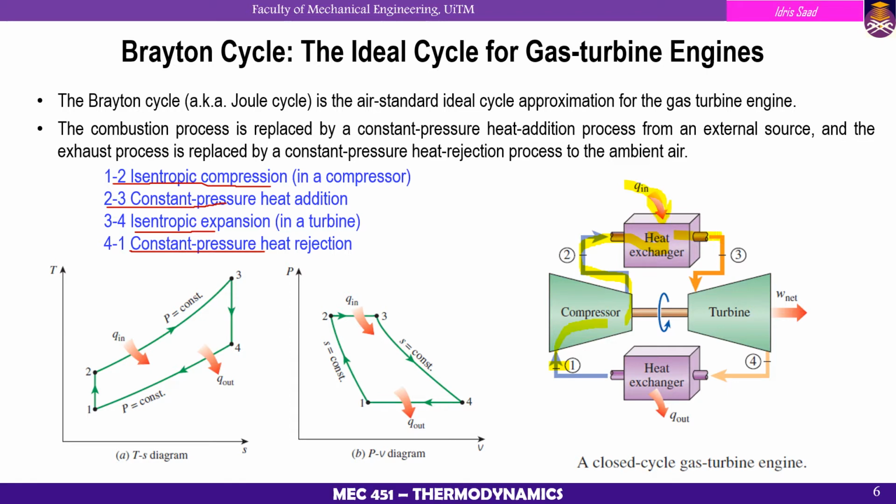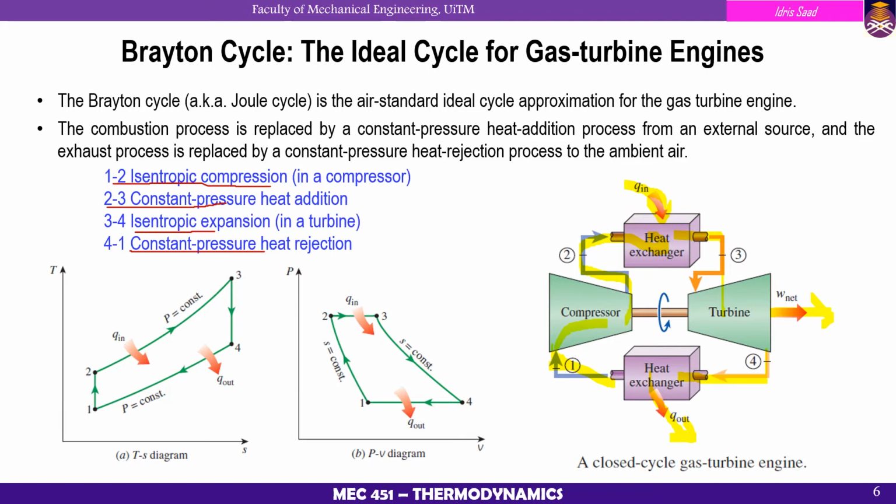Then the gas is transferred into the turbine, and the turbine will produce the work output. So the output of the turbine is only air, then it can be recycled into the heat exchanger. Now the heat is transferred out before it is compressed again. So this is what we call the schematic diagram of the ideal cycle for the gas turbine engine.